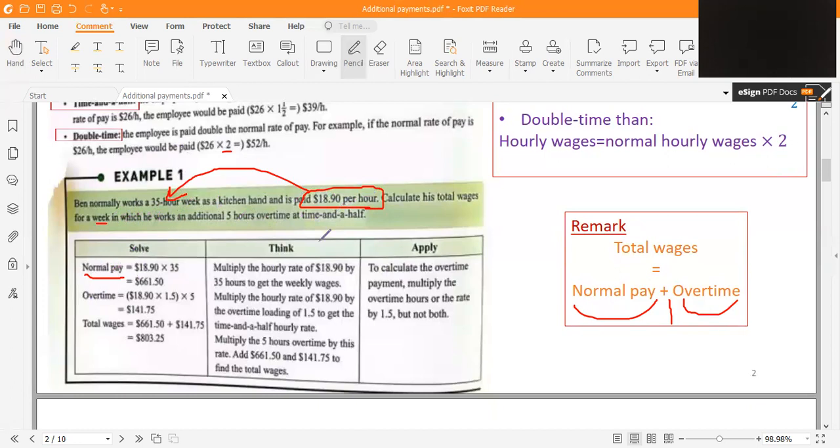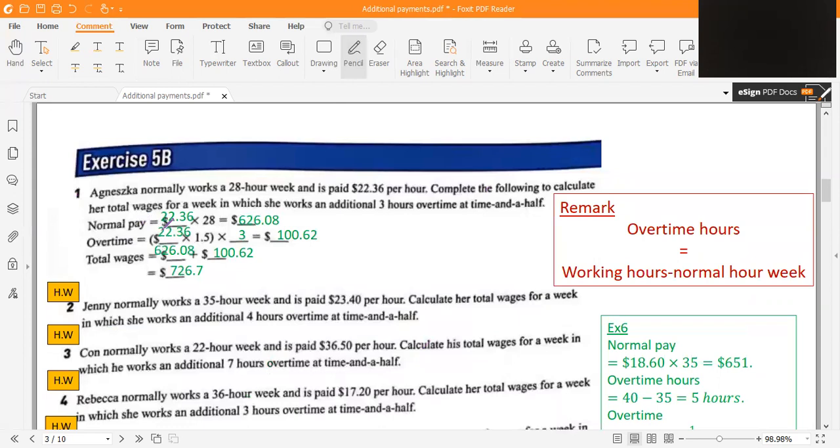So normal payment equals 18.90 times 35, plus we want to add the bonus or the overtime, equal to 5 hours per week. We multiply the normal hourly payment by one and a half, that is 1.5, then multiply it by 5, the number of overtime hours. Then the total is the normal payment added to the overtime. Very easy.